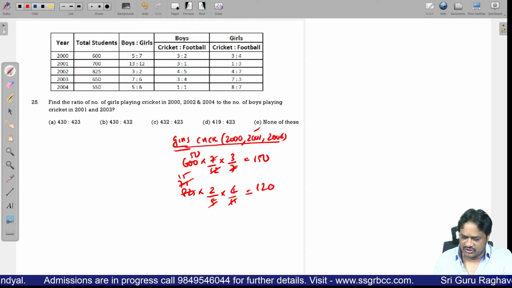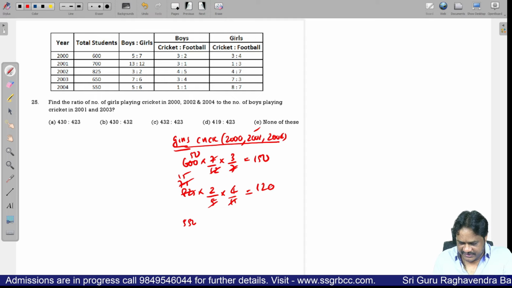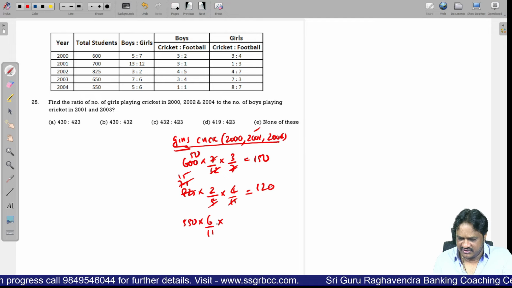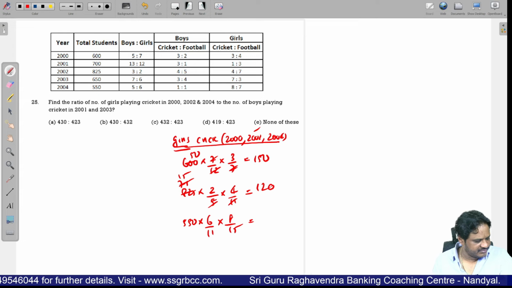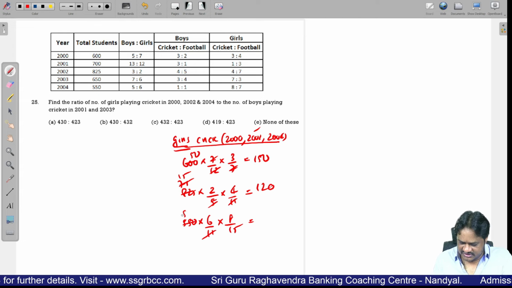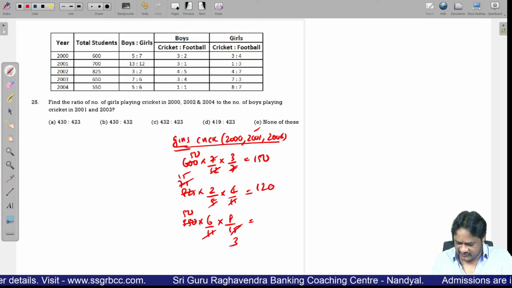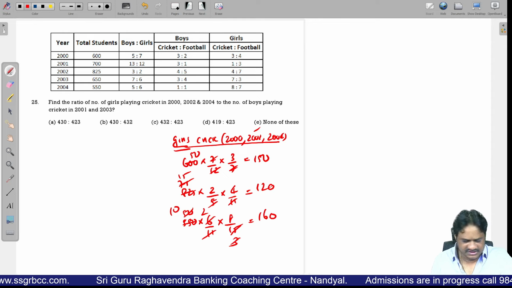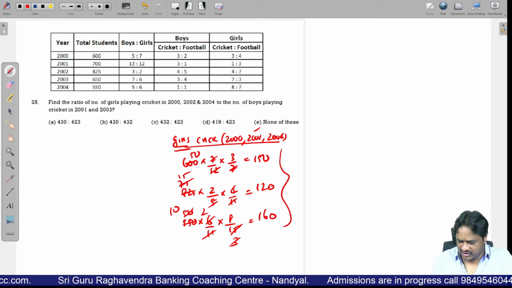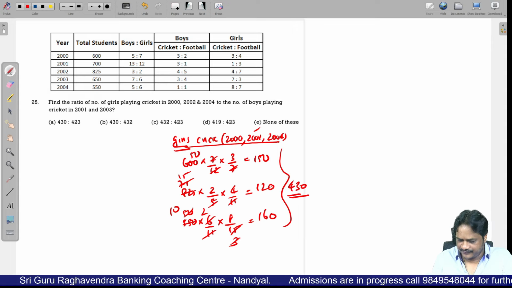Then 2004, it is 550. In this, girls are 6/11. In this, we want cricket 8/15. 11 ones, 11 fives, 5 threes, 5 tens, 3 ones, 3 twos. It is 160. So total, we are going to get 430.